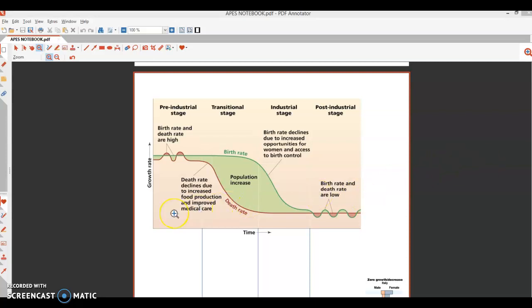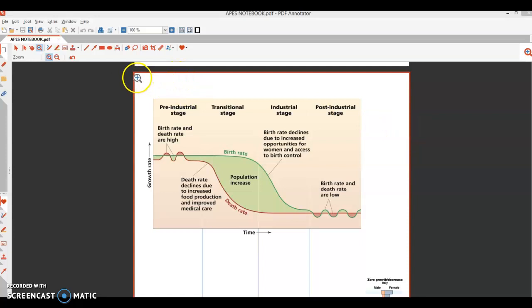So as you can see, it's basically a graph. We have our growth rate, so that's human population, and then time. You can see we're looking at the population, the birth rate, and the death rate. They're going to both go through some drastic changes as time progresses. And it depends on how long this takes. It could take anywhere from several decades to several hundred years for this to happen. It just depends on the resources that the country has available to it.